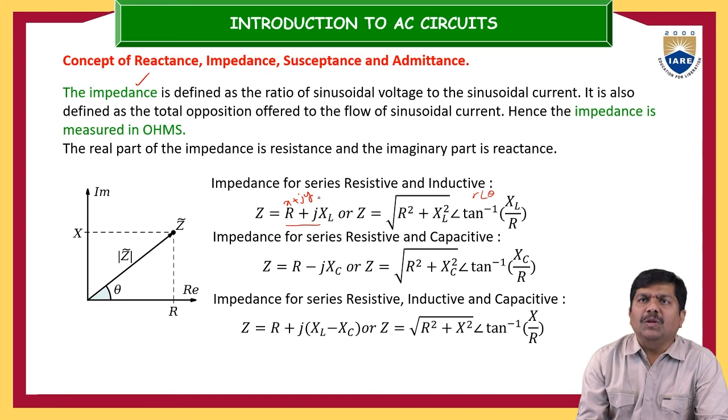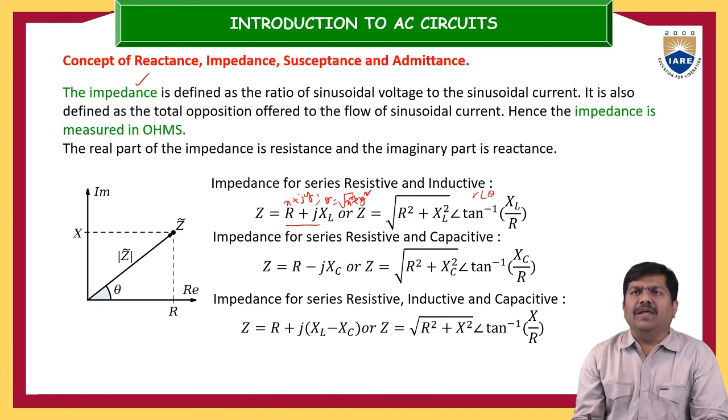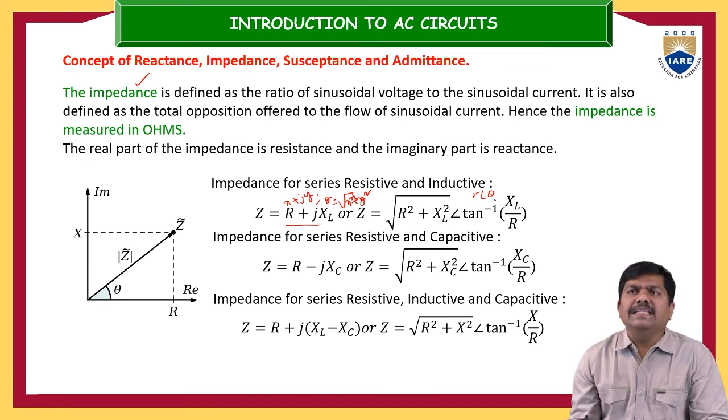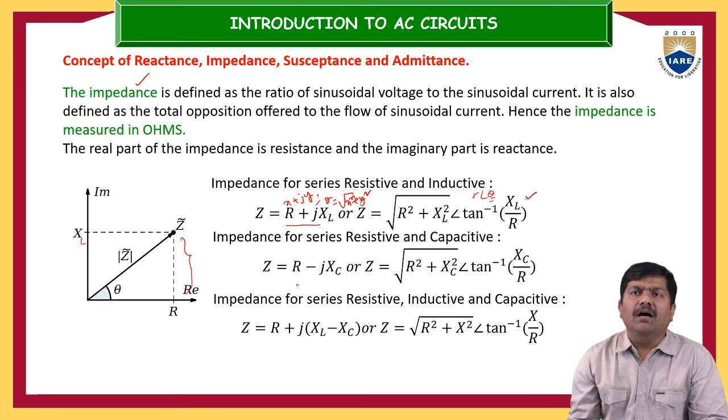Now what about the R value? R is equal to the square root of x square plus y square. Here x is the R square and y is the XL square. It is the same thing, so don't get confused by this. And what about theta? Theta is the tan inverse of y by x, which here, since it is offered by the inductance, is tan inverse of XL by R.